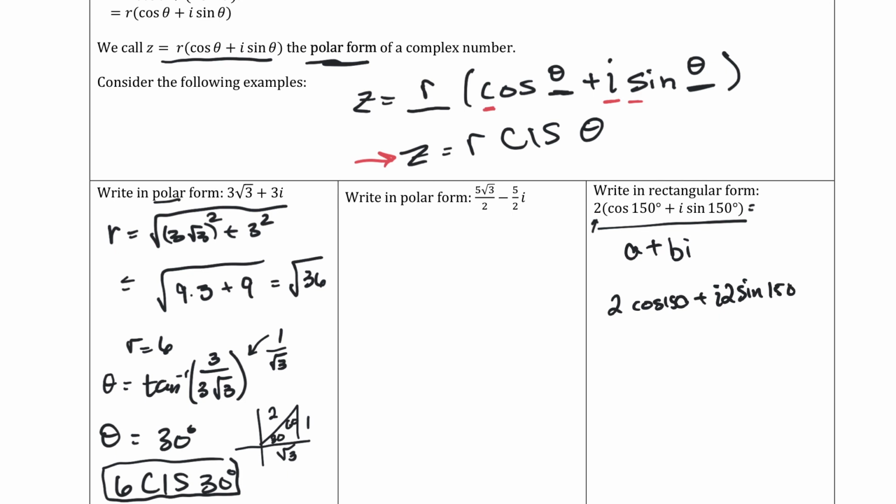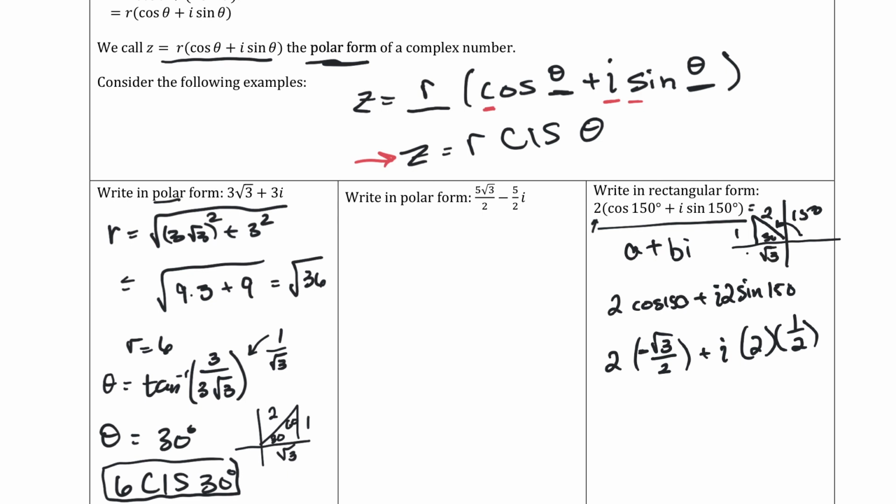If you think about the 150 degrees, that's going to be 2 times the square root of 3 over 2, actually it's negative, plus i times 2 times 1/2. Now I'm using exact values. I would essentially use my unit circle if I were you, or my left-hand rule, or I can do it like this. This is 150. That means that's 30. That means there's a 1, there's a square root of 3, and a 2, and this is negative. That allows me to get the cosine and the sine exactly without having to do a whole lot of extra work.